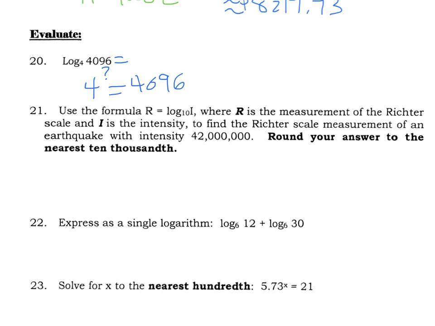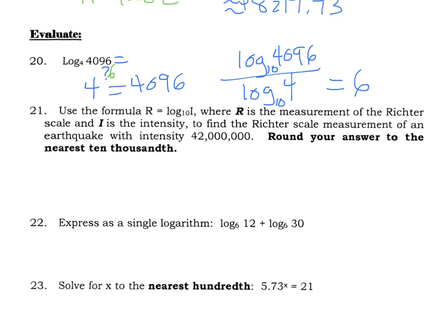The change of base formula says that I can take the log of 4096 divided by the log of 4, the base. And keep in mind that if I don't write a base here, it's base 10, and we do have that button on our calculator. Either way you do it, I'm going to use the change of base formula here. Log of 4096 divided by log of 4, I'm going to get 6, because 4 to the 6th power is 4096.